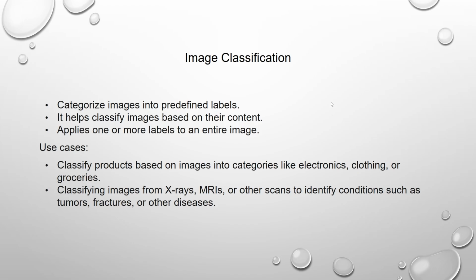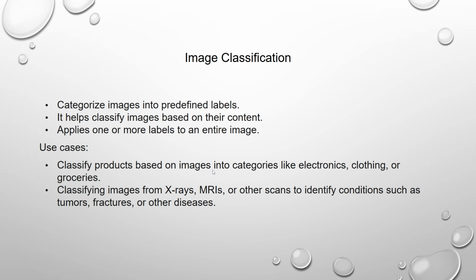So now we can summarize what we have seen. Image classification is a feature of custom vision where we train our model and customize it for our own needs. In image classification, we'll categorize images into predefined labels. We categorize into groups. It can classify images based on their content and we can apply one or more labels to an entire image. We have seen multi-label and multi-class.